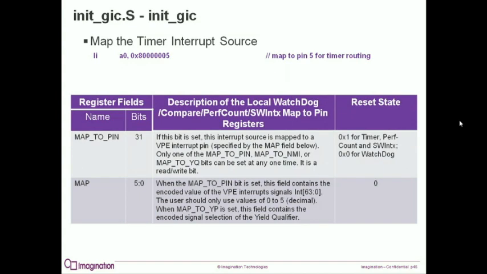The code sets up A0 with the encoding that is used to route the local CPU timer interrupt to the desired processor pin. A0 is written with bit 31 set and a 5 in the map field. This will map the local core's timer interrupt to the current processor unit's interrupt pin 5. This value is stored to the GIC local CPU timer map to pin register.